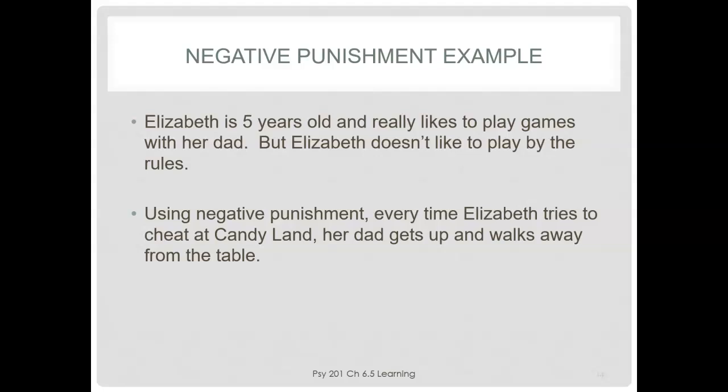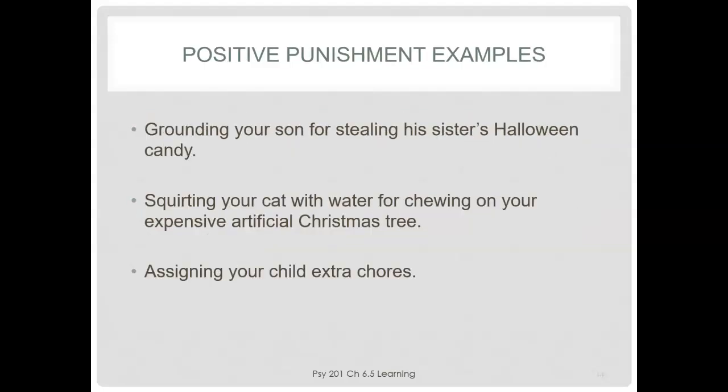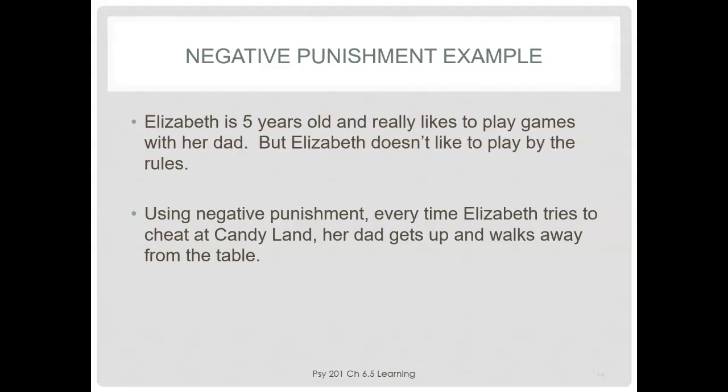Some negative punishment examples. Sorry, just a second. Okay. So with negative punishment, we're taking a stimuli away because we want to decrease the likelihood of a behavior.